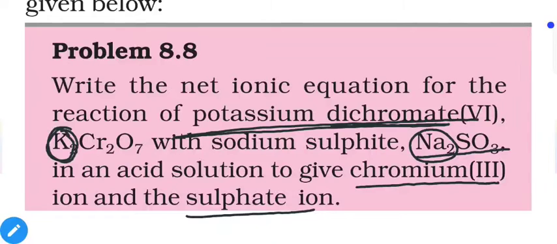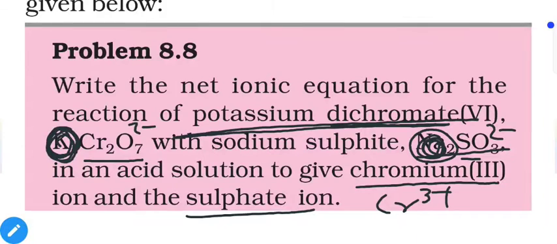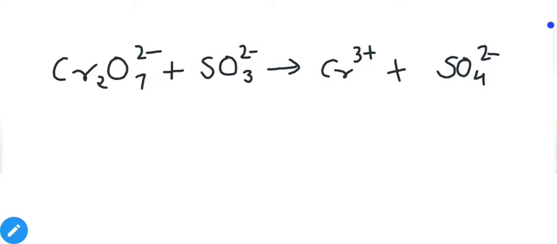So we are going to write Cr2O7 2- because we are removing 2 K+, and SO3 2- because again we are removing 2 Na+, and it will produce chromium 3, that means Cr3+, and sulfate ion, that means SO4 2- ions. So our reaction will be something like this. Now as mentioned in the step by step, first we need to write the reaction, so we already did. Now let's assign the oxidation state for each element mentioned here.